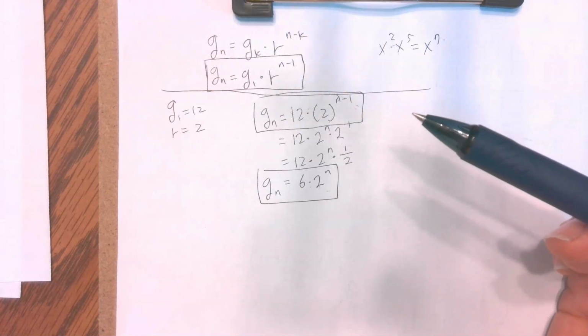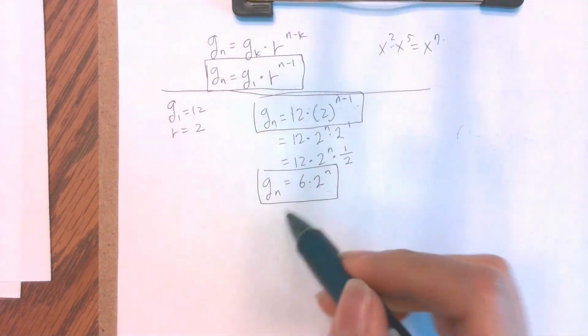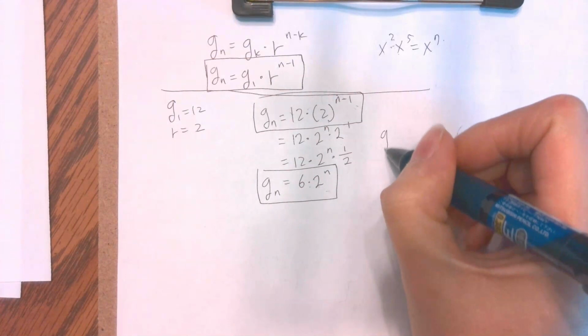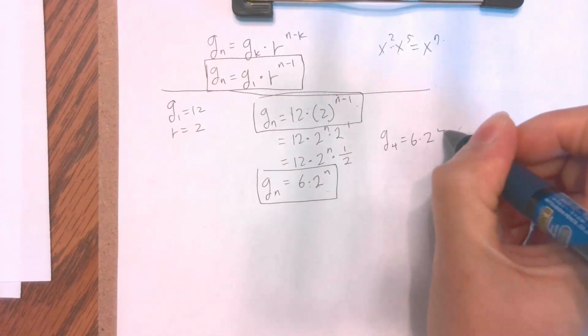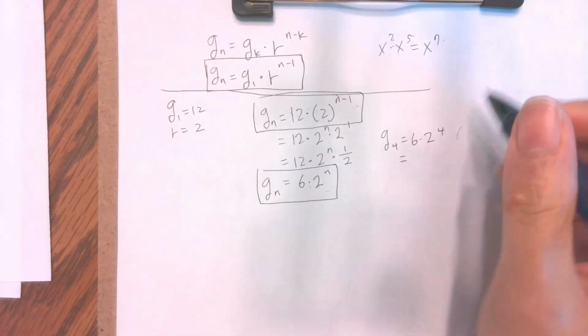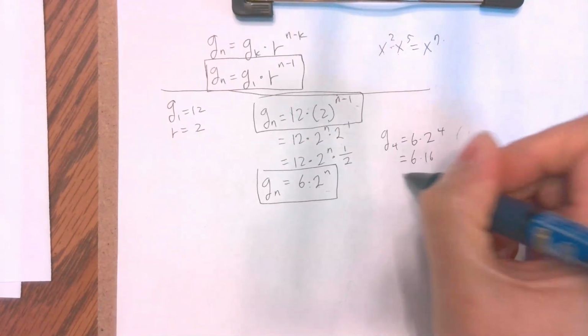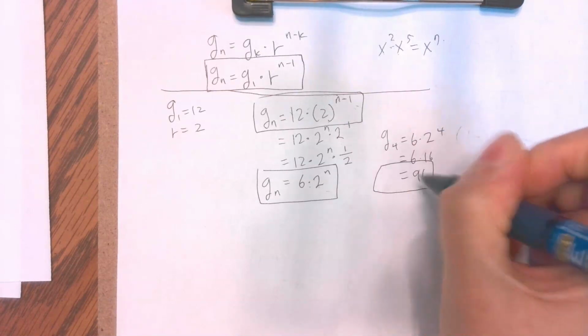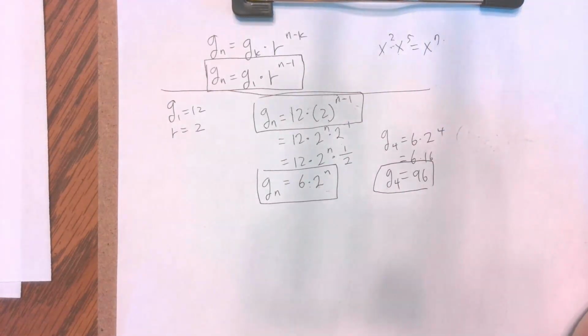All right, now then we are supposed to find g sub 4. Just take that 4, plug it in. And then always follow the PEMDAS, okay? 2 to the 4th power is 16. 6 times 16 is 96, I think. There you go. That was pretty good, wasn't it?